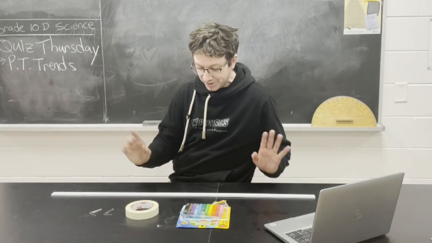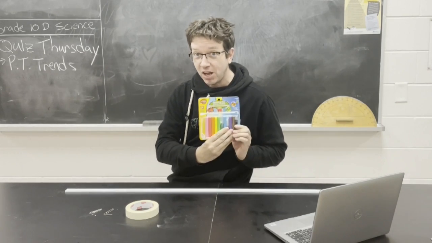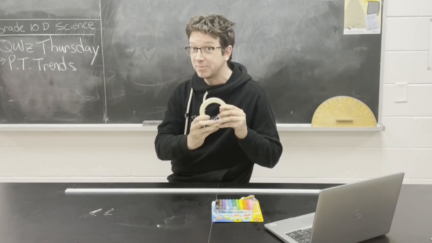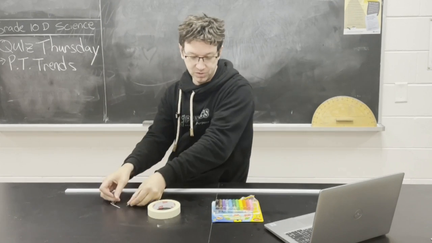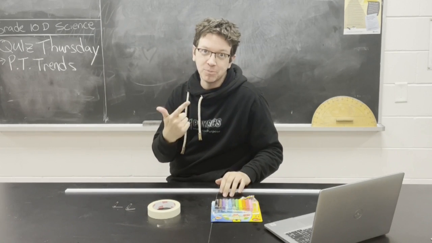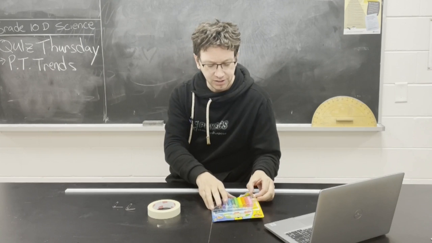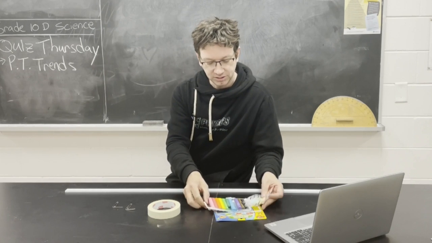All right, so here's what we're going to need. We're going to need a meter stick, some modeling clay, some adhesive tape, and some paper clips. We're going to start with the modeling clay. We're going to make an earth and a moon. They're going to be to scale. So choose whatever colors you want.